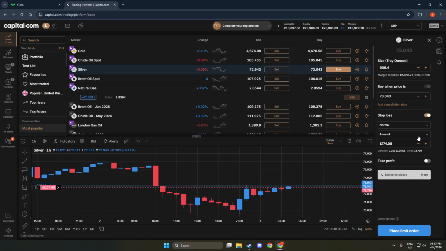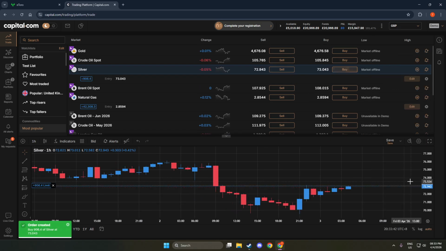When everything looks right, finish placing the trade. Confirm the order, and you're set with a clear, predefined exit if the market turns against you. That's how you protect capital while staying focused on your strategy.